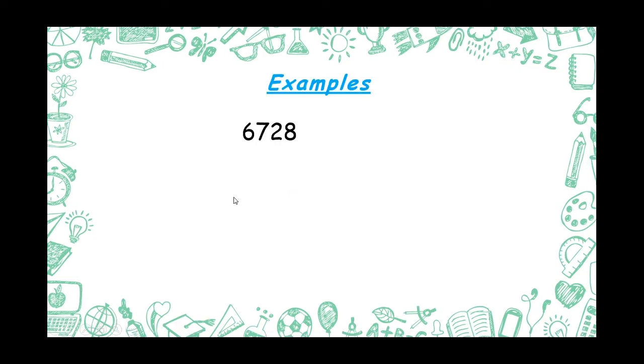Examples. Can you read this number? Well done. 6,728. We're going to round to 100. So here, you can see our hundreds digit is 7. We have 7 hundreds. Next thing we do, remember, we look at the tens. The tens is next to the hundreds, on the right side. How many tens do we have? 2. Do we round 2 up or do we round 2 down?